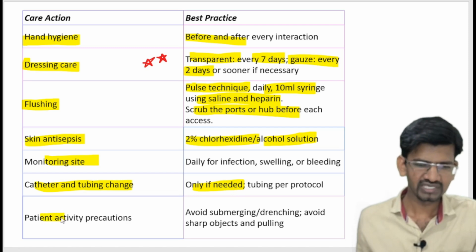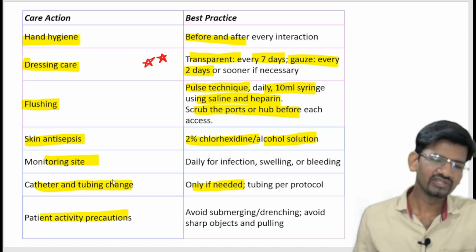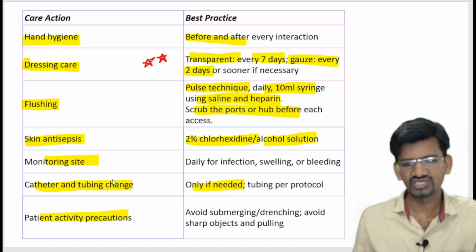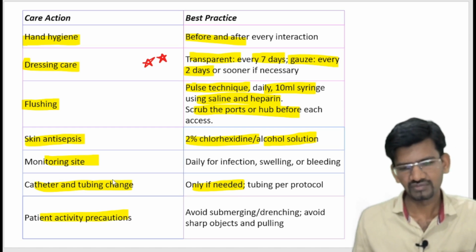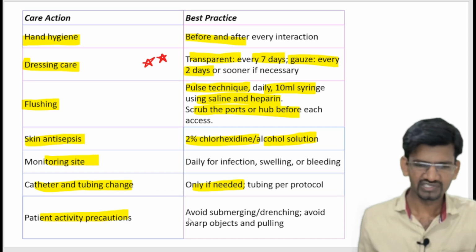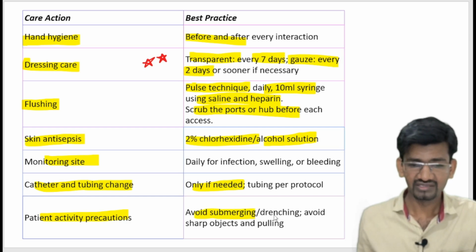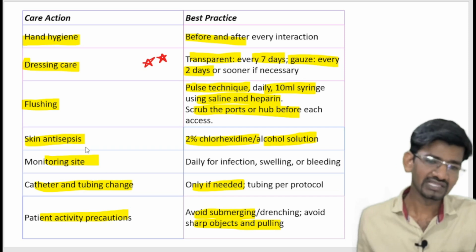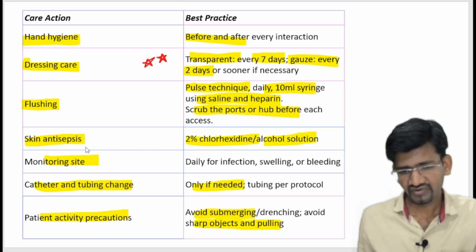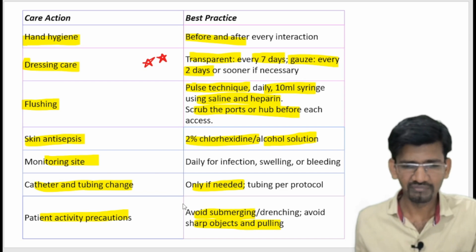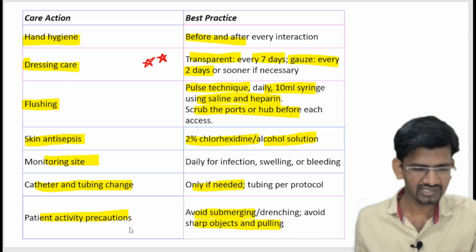Then patient activity precautions. When the patient has the CVC line in position, we have to avoid some activities like submerging. Submerging means taking a bath and all. Then sharp objects or pulling the catheter, these all things will be avoided. These will cause bleeding and all, or displacement of the catheter.